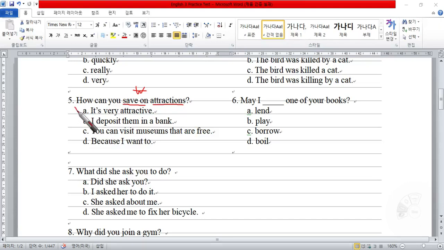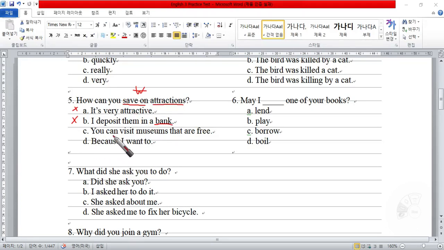So B, I deposit them in a bank. Okay, good. So he's talking about saving money, but we're not talking about not spending money. Obviously, with an attraction, we're going to spend money. Depositing in the bank means not spending. This person is trying to find out how can I spend less money. B does not talk about spending at all. You deposit, so you put the money in a bank to save. It's a different kind of save. It's like saving for a long time.